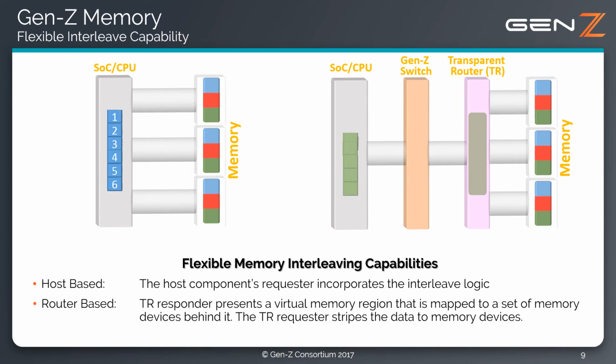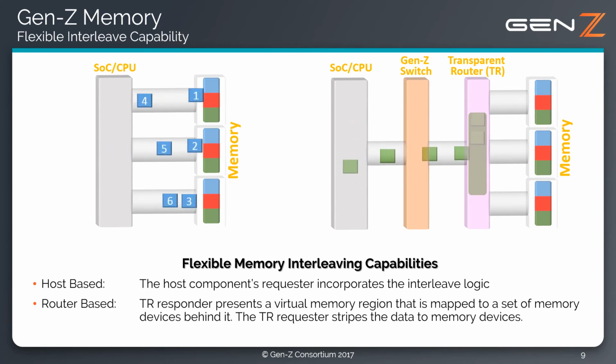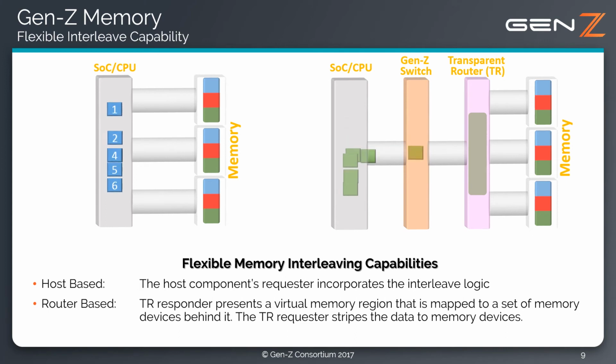The second and the fifth are sent to the middle memory module, and the third and the sixth are sent to the bottom memory module. Note, the operation of the CPU and its internal Gen Z requester ZMMU would be identical if there was an external switch between the CPU and the memory modules. Host-based interleaving works regardless of the external Gen Z fabric topology.